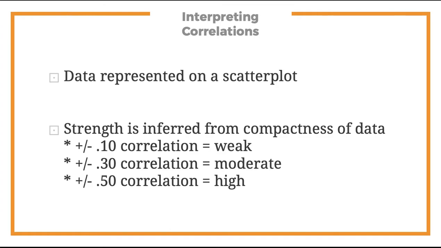It's important to note that in order to be considered moderate, it has to be 0.30 or higher. So a correlation of 0.2 or 0.25 or 0.27, those would still technically be considered weak. So this is the minimum cutoff. Same for a high correlation. In order to be considered high, it needs to be 0.5 or higher. So a correlation of 0.37 or 0.42 falls in the in-between. That would be considered moderate as well.